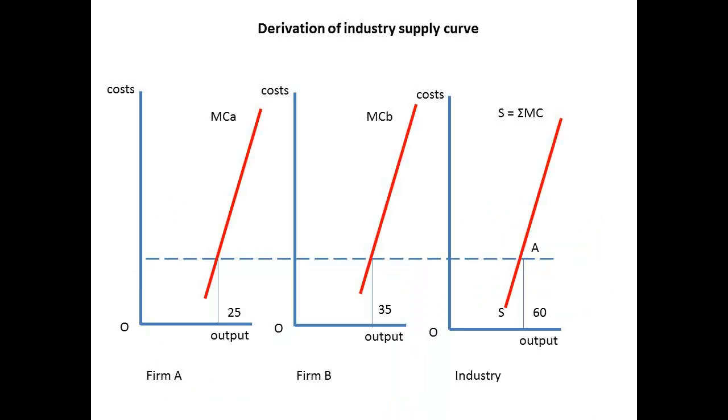The short-run industry supply curve is simply the sum of the marginal cost curves of all the firms that comprise the industry. The marginal cost curves for firms A and B are shown, and then the sum of the marginal cost curves. The sum of the short-run supply curves for the industry and the market demand curve for good X will determine the market price.